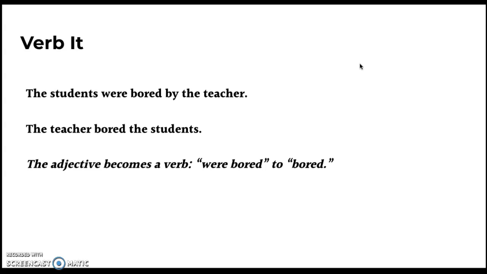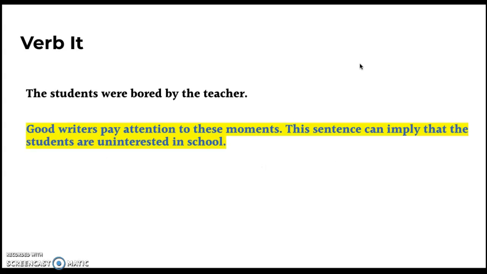The students were bored by the teacher. Okay, the teacher bored the students. So the adjective becomes a verb, right? We're bored to bored, right? So you're changing the adjective to make it a verb. And so this is where, things like what you're trying to say, that's when you're beginning to look at what a sentence can imply, right? So good writers pay attention to these moments. This sentence can imply that the students are uninterested in school, right? The students were bored by the teacher.